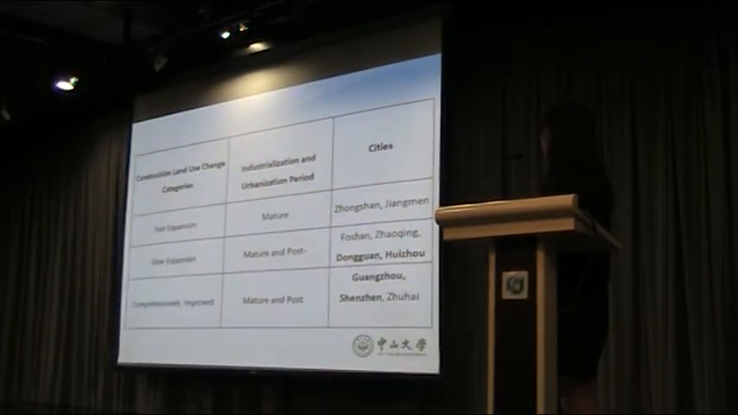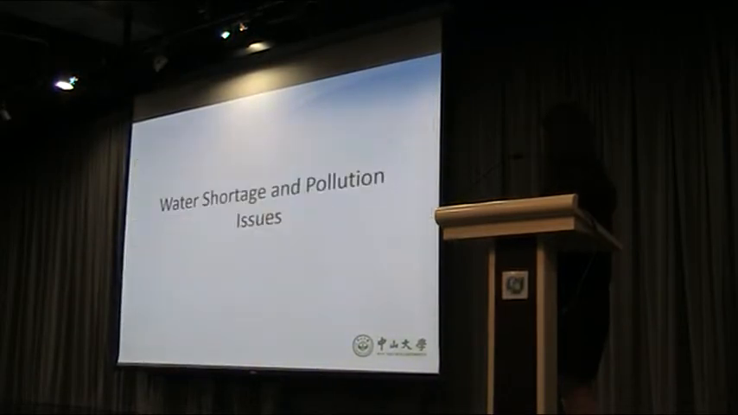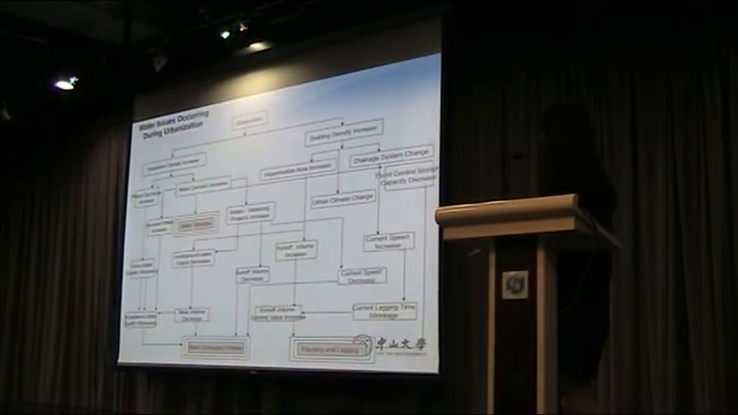Also, they may cause a different result. So this is the better situation. And also, what we talk about the water shortage and pollution issues is, so just now we predicted the future land use and predicted the flooding and logging problems. Now we take a look at the water shortage and the water pollution problems.